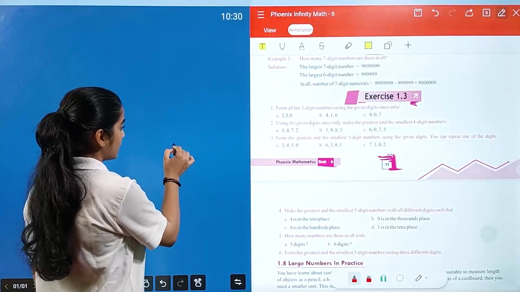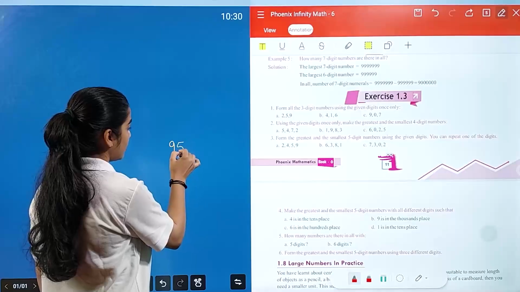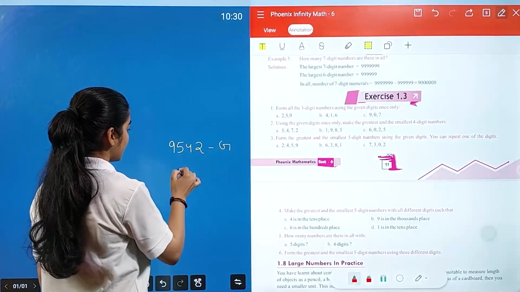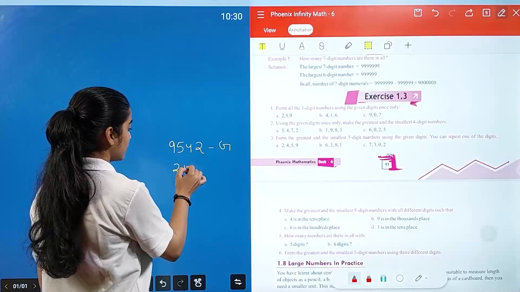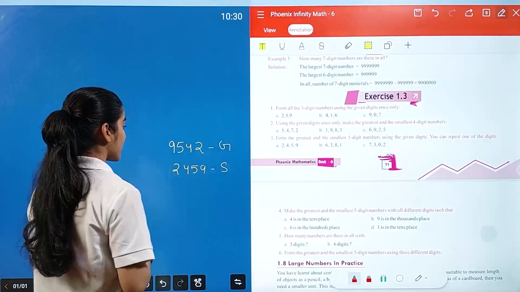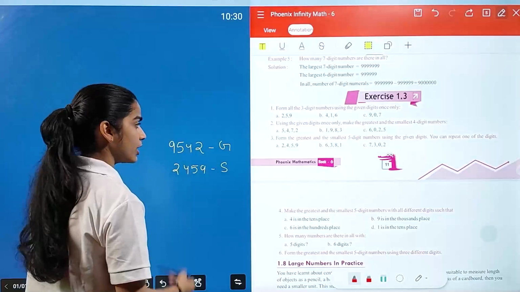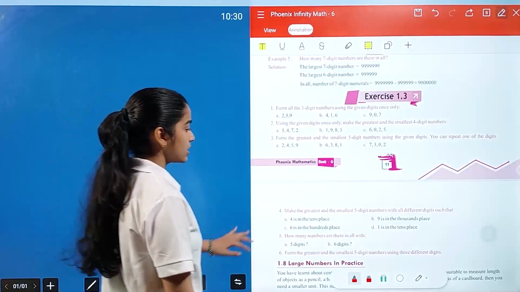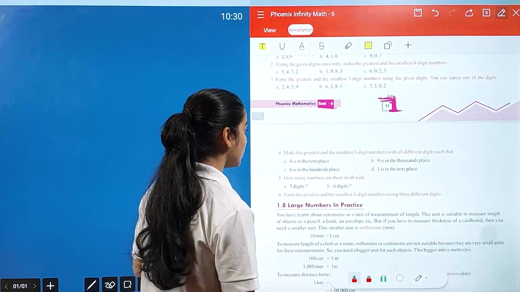So you have 9, 5, 4, 2, the greatest number. After this, we have the small number 2, 4, 5, 9. This is your smallest number. You can make it. All right. This is your answer.